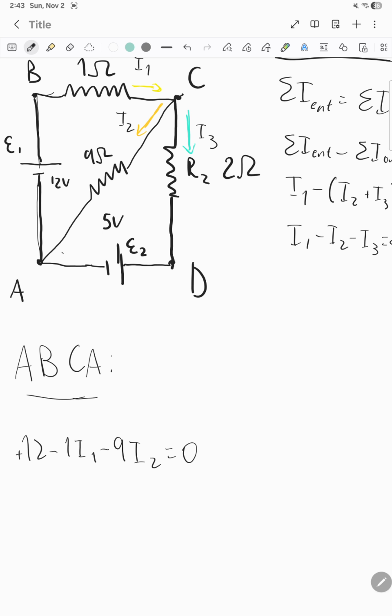Next up, we'll do ACDA. So this is our first formula to calculate I1 and I2. Next up, we'll do ACDA. We'll try to find some formulas and maybe try to do some equations and try to find the answer. So follow the current, ACDA.